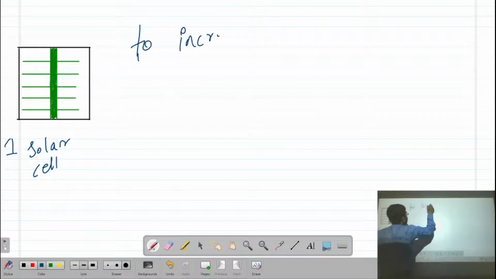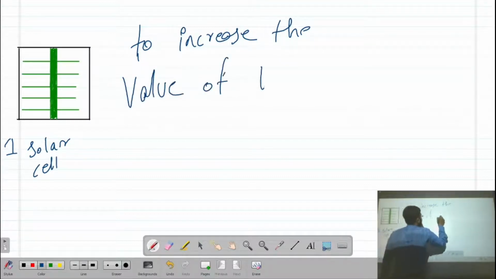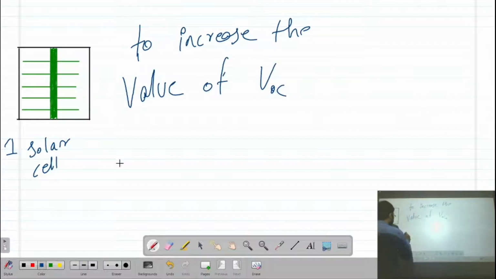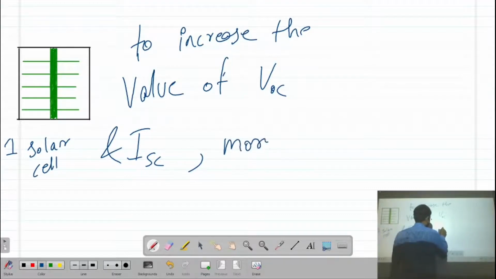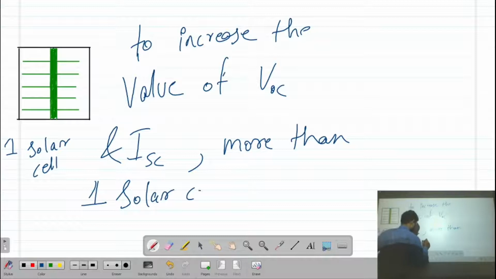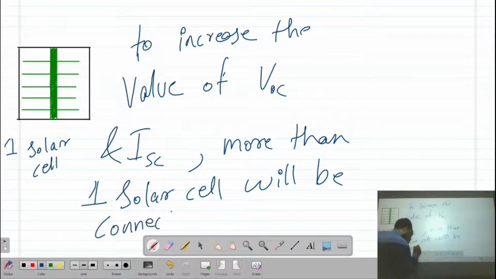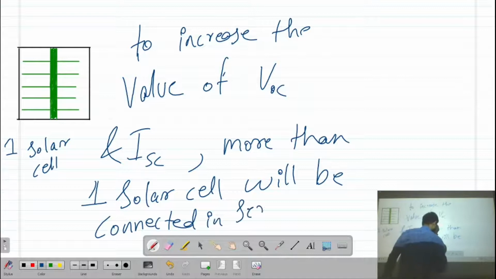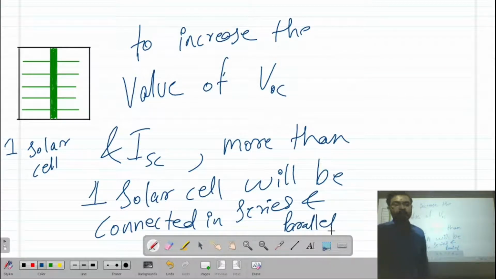To increase the value of VOC and ISC, more than one solar cell will be connected in series and parallel. In series and parallel, right?